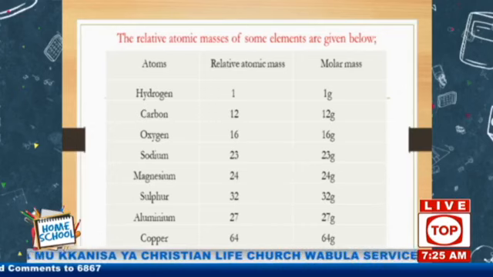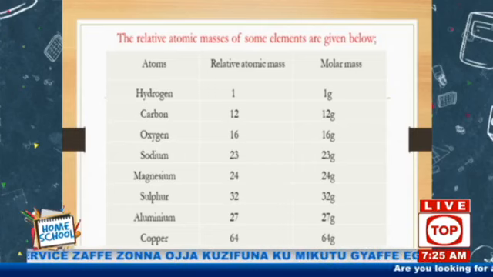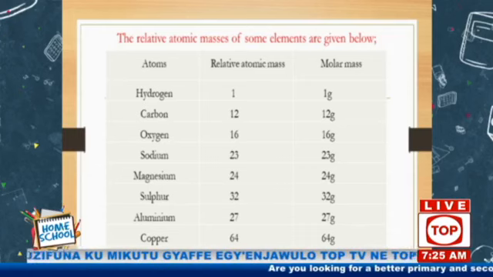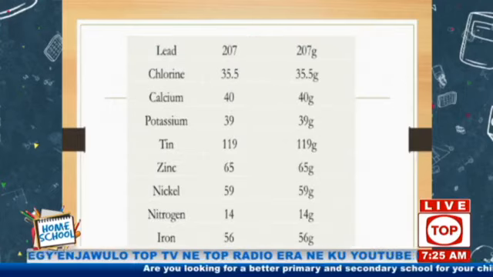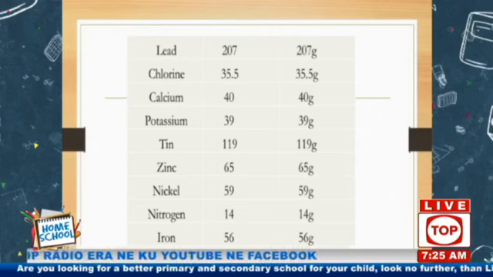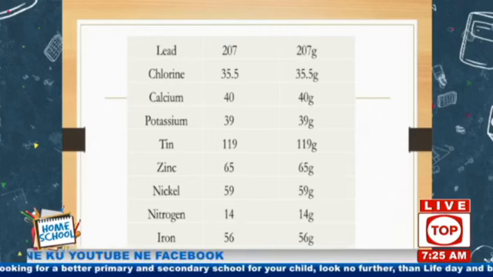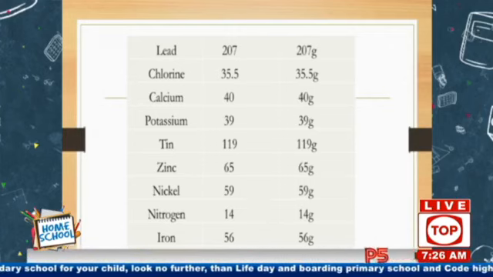Let's go to the next slide. We look at chlorine, which is 35.5. That means the grams are going to be 35.5 gram. That is the molar mass. When you go to iron, iron is 56. Atomic number of iron is 56. That means the molar mass is 56 grams. All right? Hopefully that one is not going to be difficult for all of us.